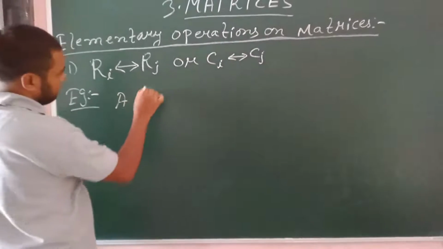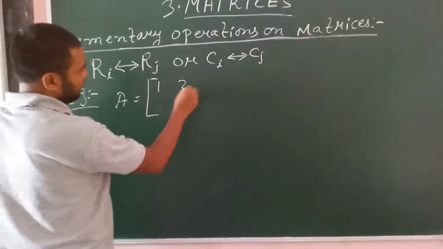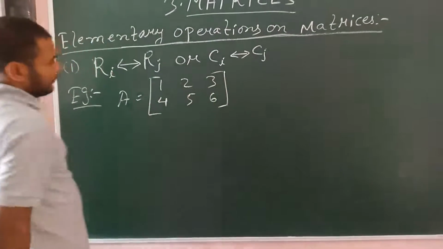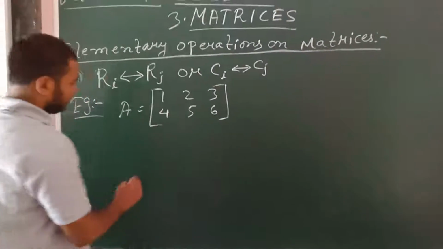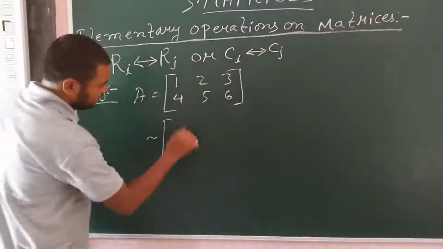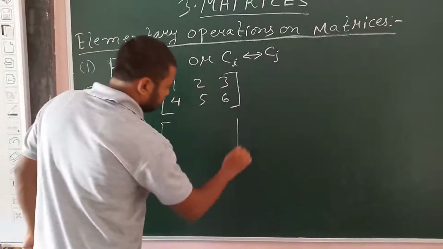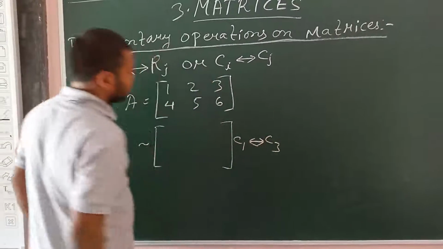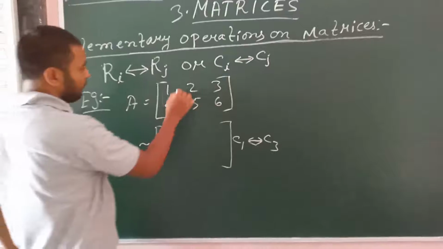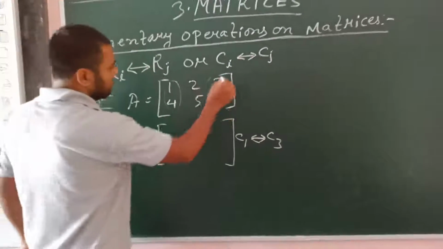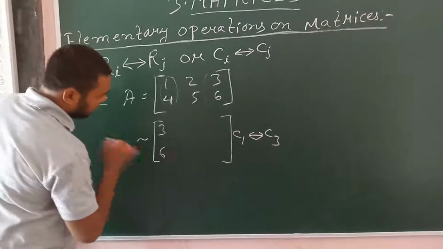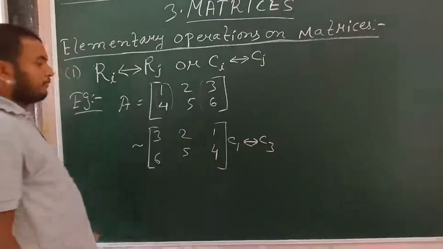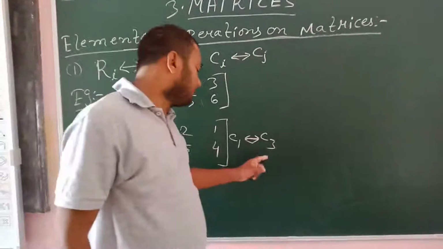Suppose A is a matrix 1, 2, 3, 4, 5, 6. So it is a 2 by 3 matrix. Now, suppose I interchange column 1 and column 3, then in place of column 1, we will write column 3: 3, 6, 2, 5, 1, 4. So this is the operation where column 1 and column 3 are interchanged.